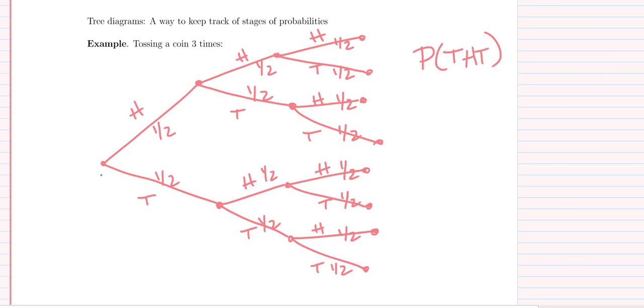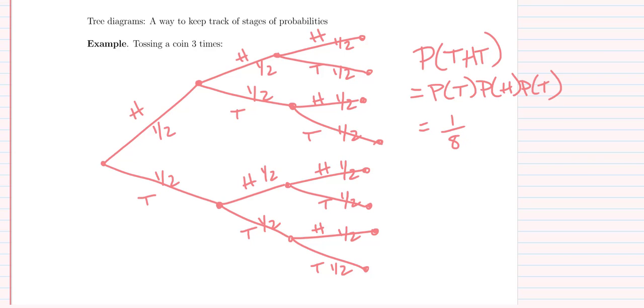Well, this has no influence over that, which has no influence over that, and this occurrence is the intersection of all 3 flips, right? This event is the intersection. So this is the probability of tails times the probability of heads times the probability of tails, which is equal to 1/2 times 1/2 times 1/2, which is 1/8, right?